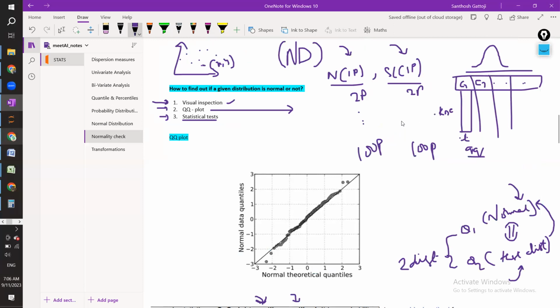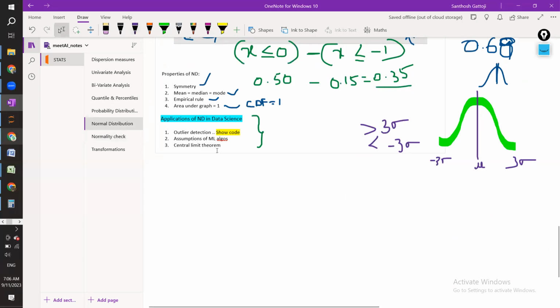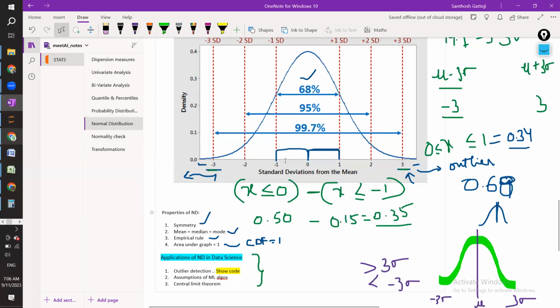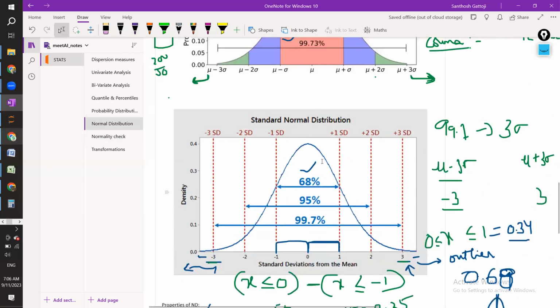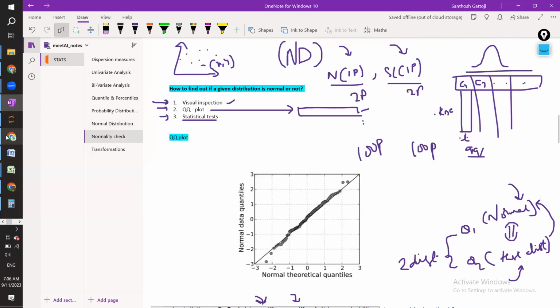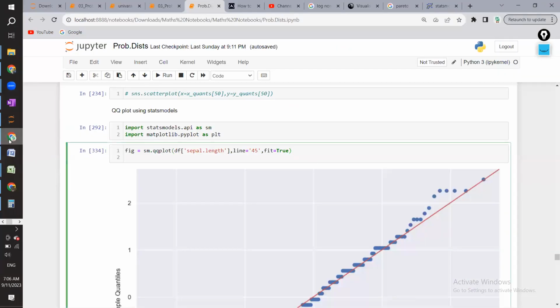In your Jupyter notebook, when you are working on a project, you need to explain everything. You should write, based upon these assumptions, I am considering my distribution to be a normal distribution. Hence you will go and assume what all you can do. You can just remove the outliers using this, and then you can calculate quantiles, percentiles, empiricals, everything. So that's how you can use the QQ plot.